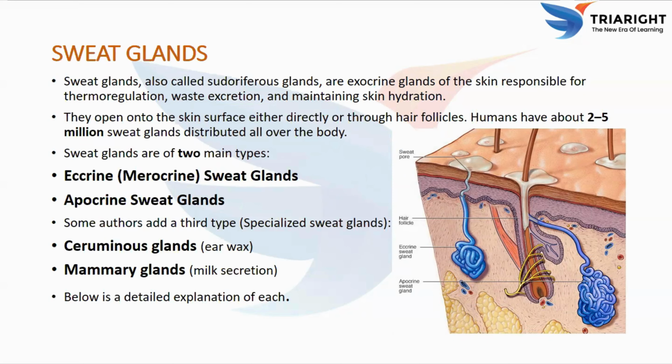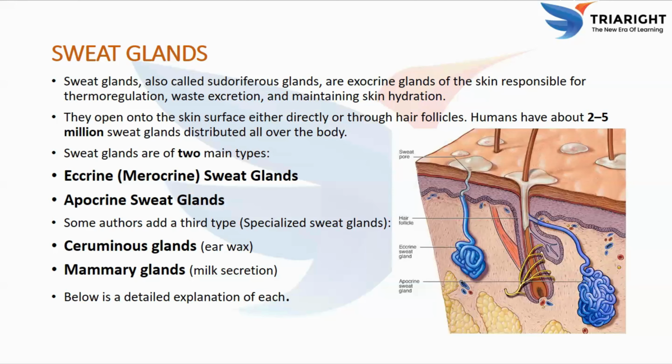What are the main functions of sweat glands? These glands help in thermoregulation, nothing but cooling the body by evaporation of the sweat. They also play a role in waste excretion, removal of urea, salts and lactic acid from the body, and maintaining skin hydration. It keeps the skin moist and also protects from dehydration. Humans have 2 to 5 million sweat glands distributed all over the body. They open directly onto the skin surface or into the hair follicles depending upon the type of gland.